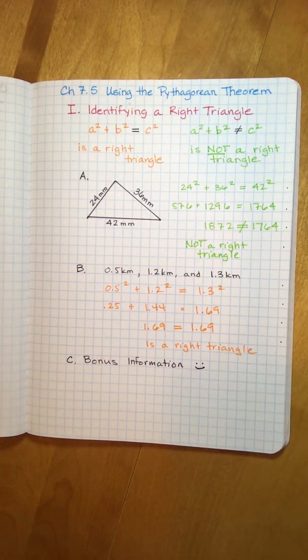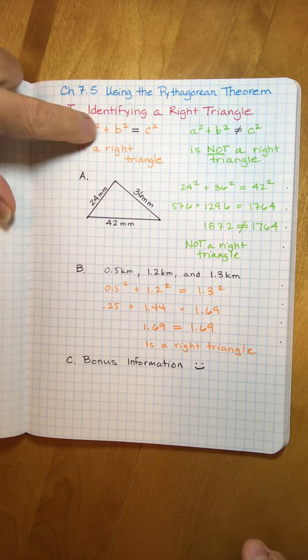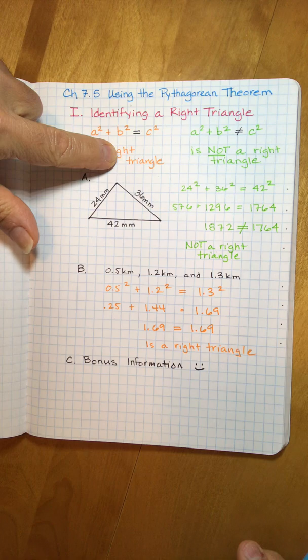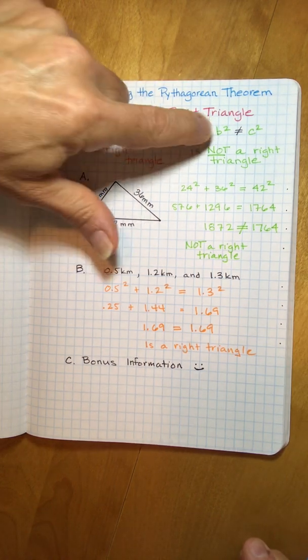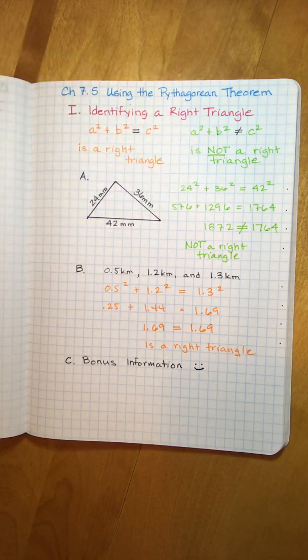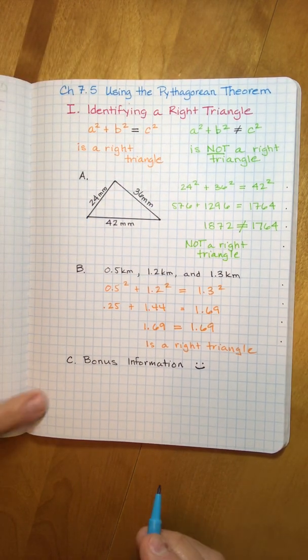Okay, and now I'm going to give you a little bit of bonus information that's not actually going to be used in this section, but I just feel like I have to identify this. We know what it is when it's equal to, and we know that when they're not equal to, it's not a right triangle. So when it's equal, it's right. When it's not equal, it's not right. So what happens when it's not equal? That means one of two things happens, okay?